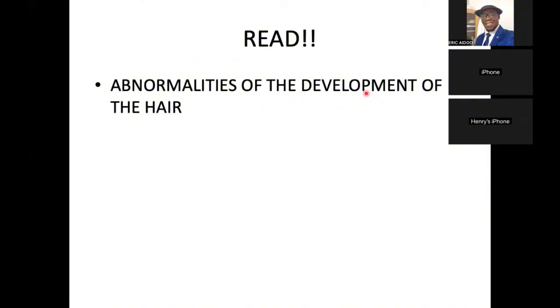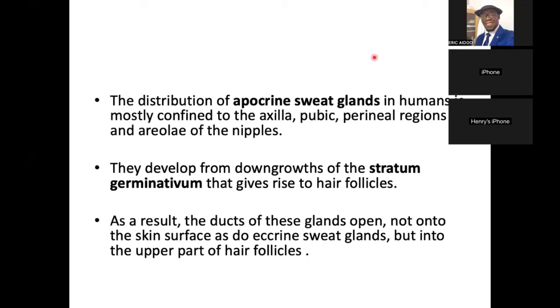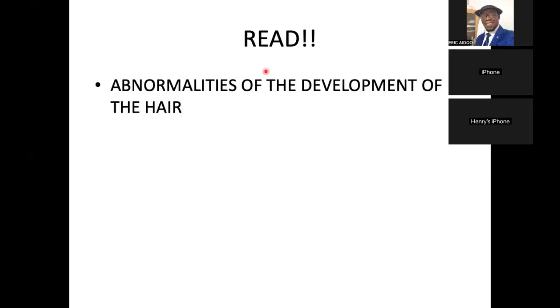There can be some abnormalities of hair development. When you have so much hair on the body, what do we call that? There are some people who have a lot of hair, which is abnormal. What do we call that? Anybody who knows that? If you don't know it, then you go and read abnormalities of the hair.